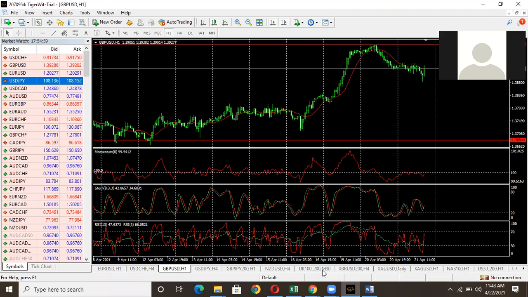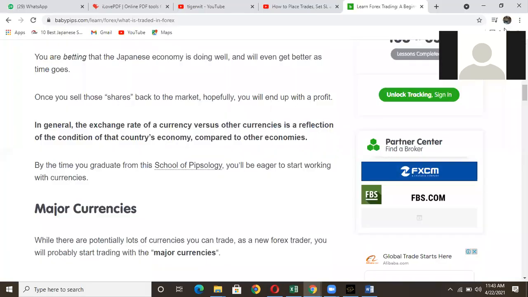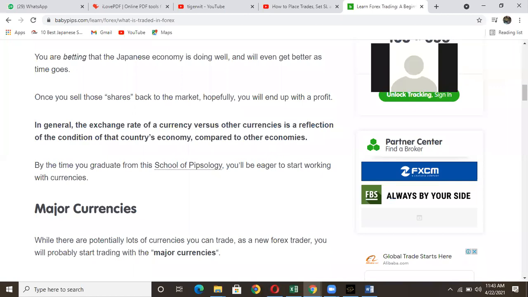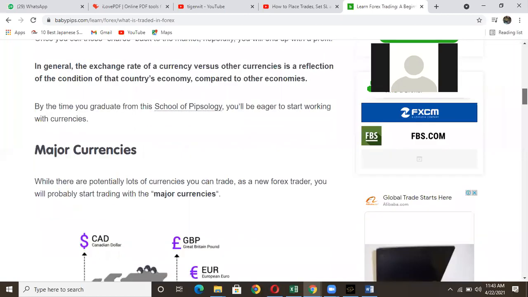So the idea is we are always looking and speculating, how are these economies doing? What's their policy? What are their tariffs on goods? How is their retail level? How is their consumption? Because consumers are very, very important in an economy. Without consumers, we cannot create money. So in general, the exchange rate of a currency versus other currencies is a reflection of the condition of that country's economy.